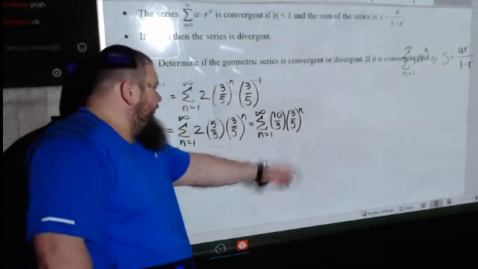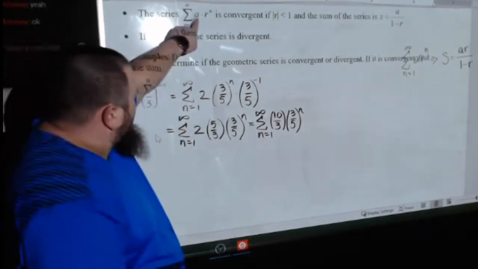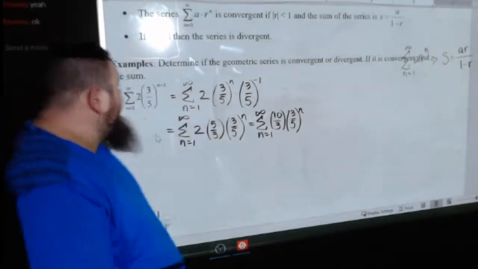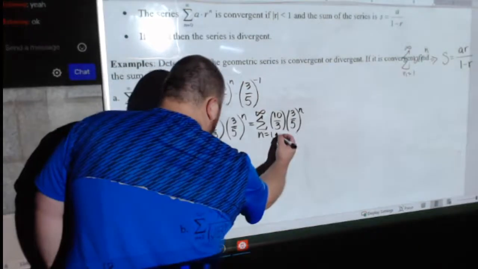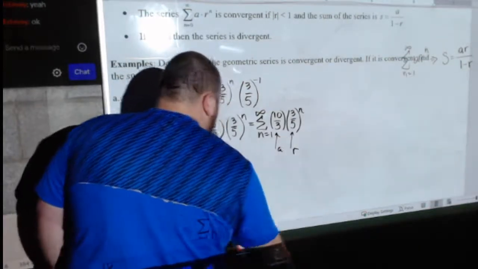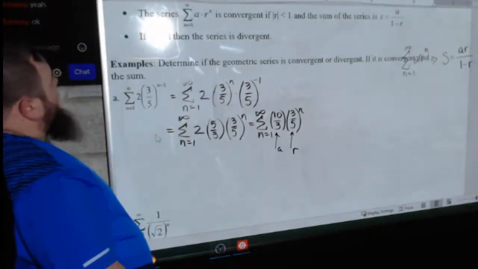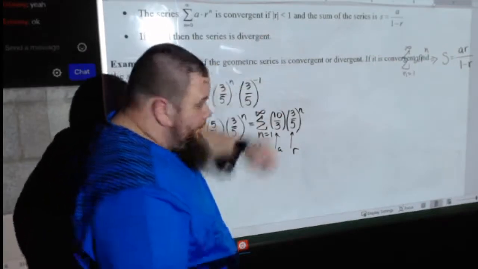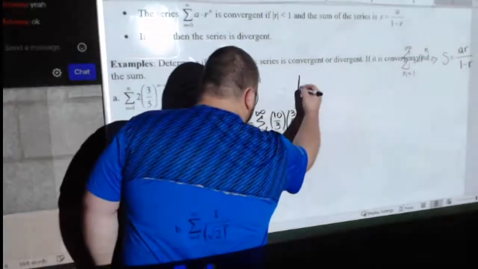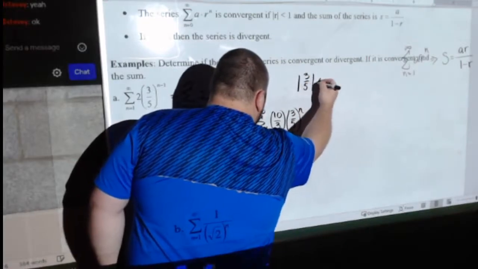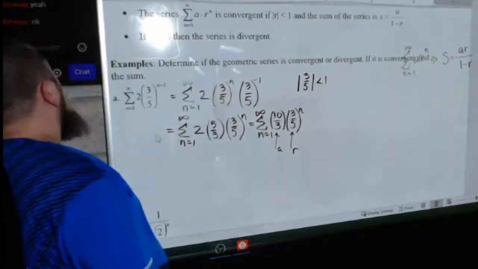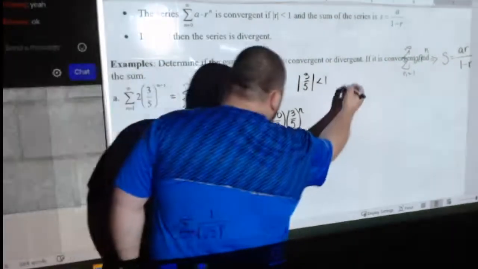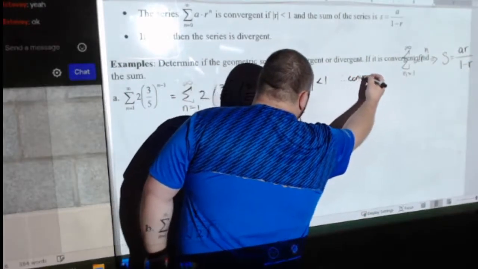So this is now in the proper form. I have some a, some constant, times some ratio r to the power n. So this is a, that's r. Now in order to prove that it converges, I need to show that the absolute value of r is less than 1. Well, r is 3/5. So is the absolute value of 3/5 less than 1? Absolutely it is. So therefore, this converges.